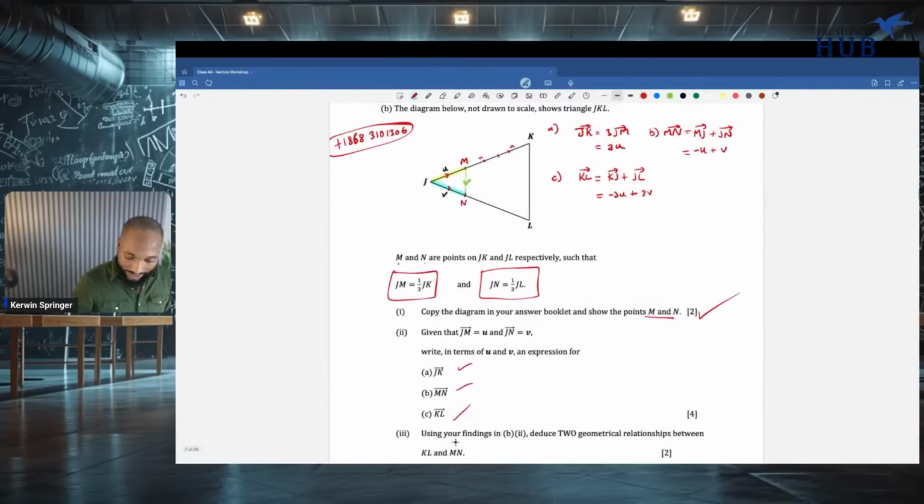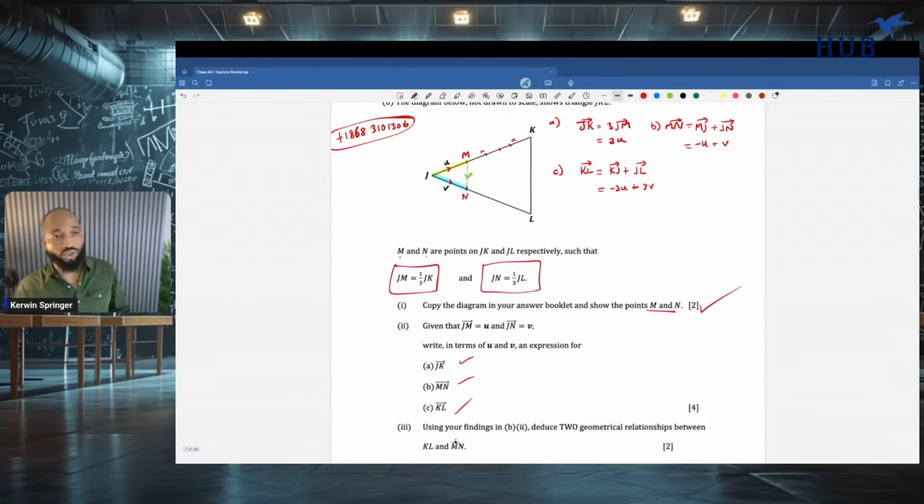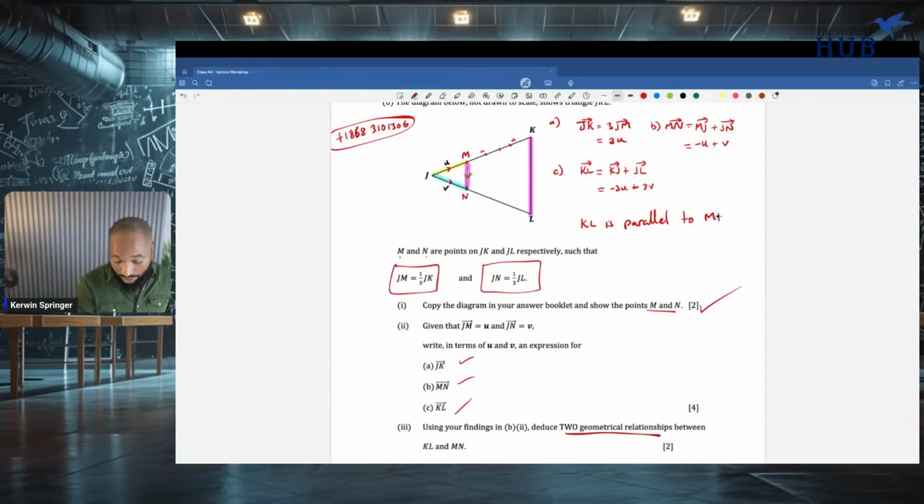Using your findings, and this is what I was telling you in class, deduce 2 geometrical relationships between MN and KL. What are the 2 relationships between MN and KL? Chat, let me know. Geometrically. Parallel, lovely. So KL is parallel to MN, and we can know this since KL is actually just 3 times MN.